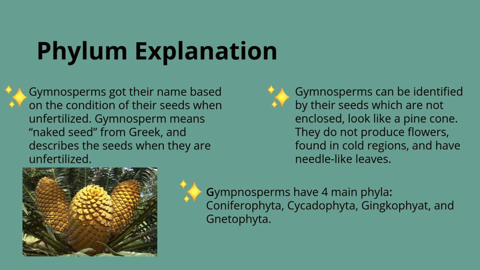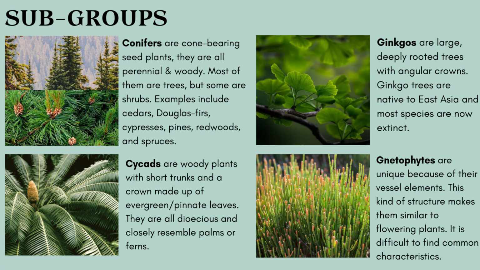They have four main phyla: Coniferophyta, Cycadophyta, Ginkgophyta, and Gnetophyta. Gymnosperms are categorized into four main subgroups.